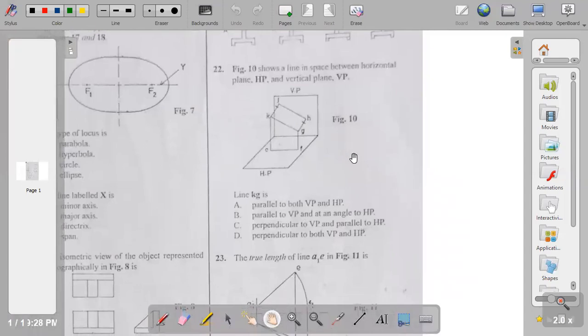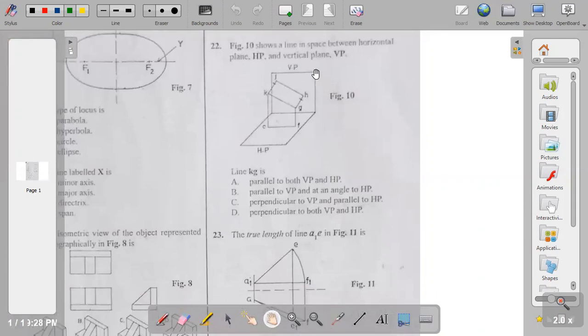Figure 10 shows a line in space between horizontal plane HP and vertical plane VP. We have the horizontal and the vertical plane. Line KG, this is KG. Is line KG parallel to both VP and HP? KG is parallel to VP. VP is called the vertical plane. The vertical plane is just like when you have your elevation and you have the plan. The elevation represents the vertical plane, while your plan represents the horizontal plane. So this is the HP, the horizontal plane, and this is VP, the vertical plane.